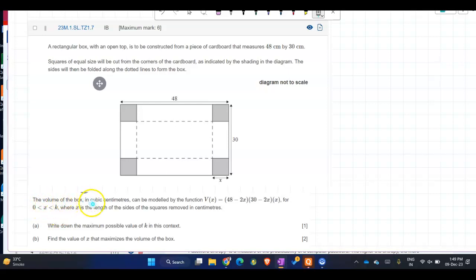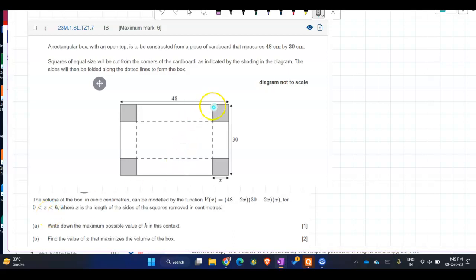The volume of the box in cubic centimeters can be modeled by the function V(x) equals (48 minus 2x)(30 minus 2x)x, for the domain 0 is less than x is less than k, where x is the length of the side of the square removed in centimeters. Write down the maximum possible value of k. So what is the maximum possible value of k?